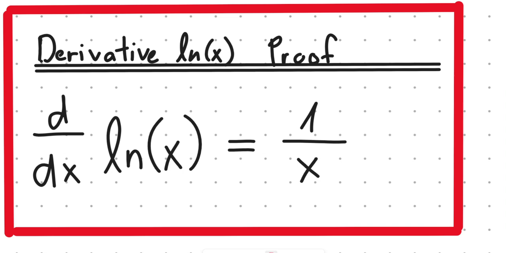In this video we're going to talk about the proof of the derivative of the function ln of x. So if we take the function ln of x and take the derivative of the function, I'll show that it will equal 1 over x using the traditional proof methods.